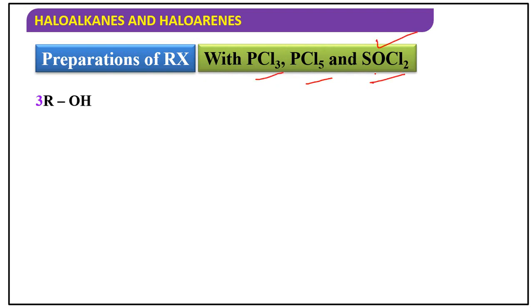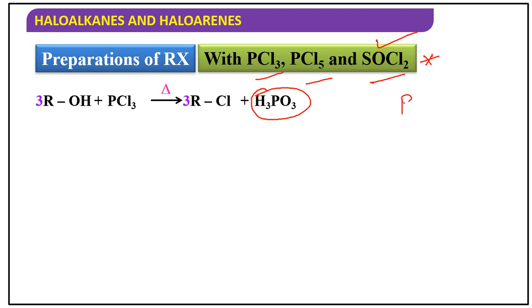Now SOCl2 we already discussed. The PCl3 and PCl5 remain. These all three give the same product, but SOCl2 is specific, since we get the pure compound. By using PCl3, the byproduct we get is H3PO3. Very simple to remember.